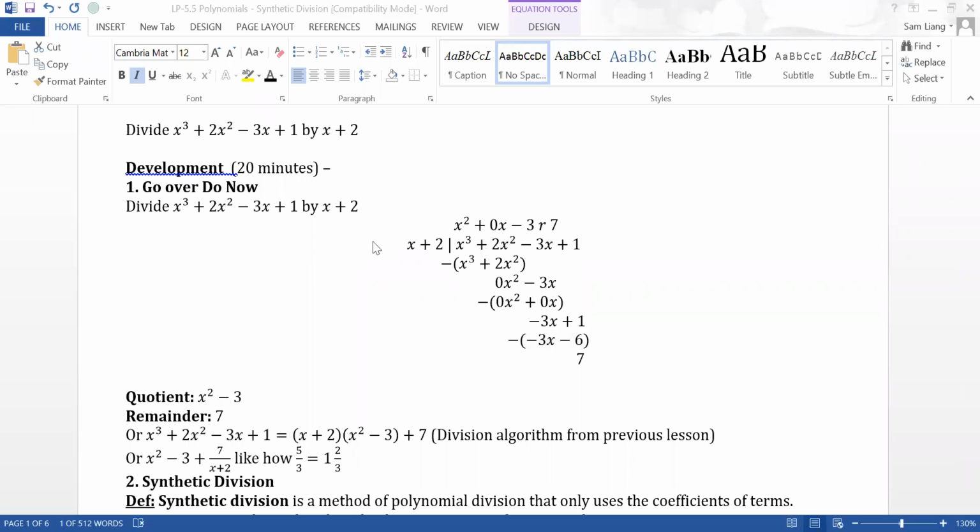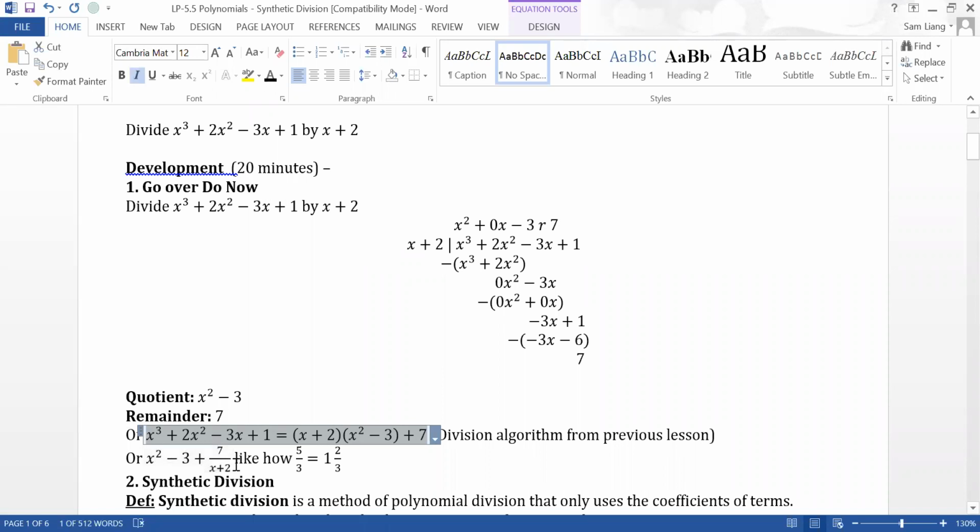All right, very nice. Thank you for that. So the quotient is x squared minus 3, and the remainder is 7. The two other ways you can write this answer: via the division algorithm from yesterday, that's x cubed plus 2x squared minus 3x plus 1, the dividend, equals x plus 2, the divisor, times the quotient, x squared minus 3, plus 7, which is the remainder. We actually didn't see this method of writing the answer yesterday, but it's one way to write it. The other way we saw yesterday was x squared minus 3 plus 7 over x plus 2. So this is the quotient, and then plus 7 over x plus 2.